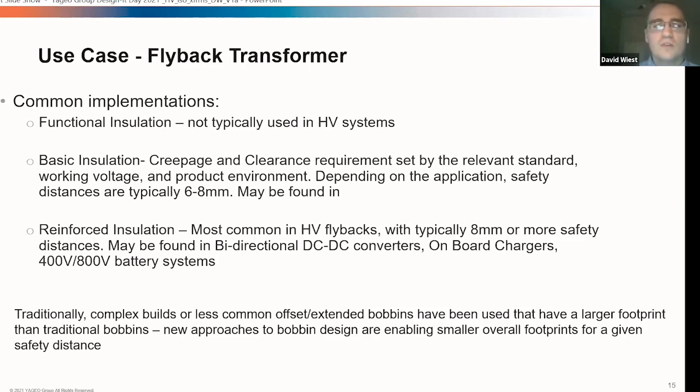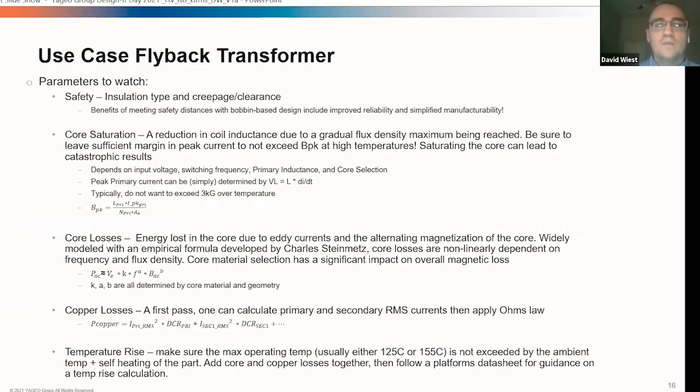Very common is reinforced insulation. Most flybacks I've worked on seem to be reinforced, usually with 8 or more millimeters of creepage distance. And again, that's largely driven by the electric vehicle world with 400-volt systems. Traditionally, as mentioned earlier, large bobbins with extended flanges have been used to meet these safety distances. There are some new innovative ways that we can use to reduce those sizes and still meet safety distances that are required.